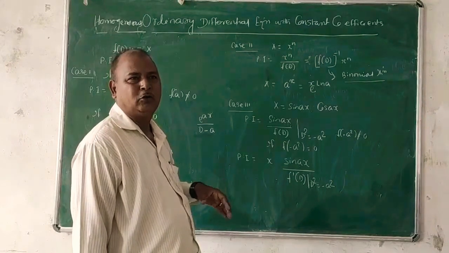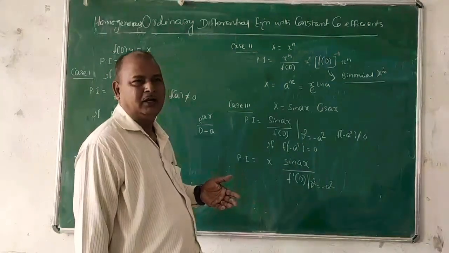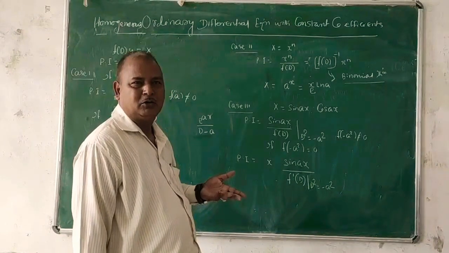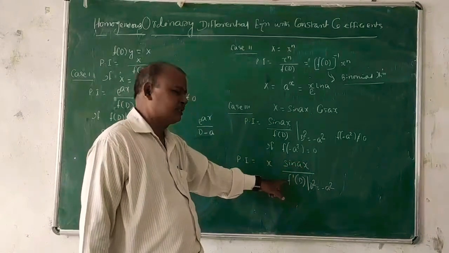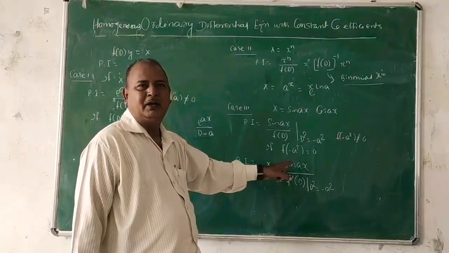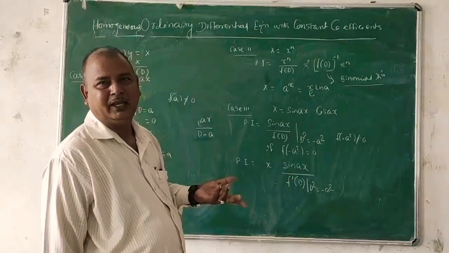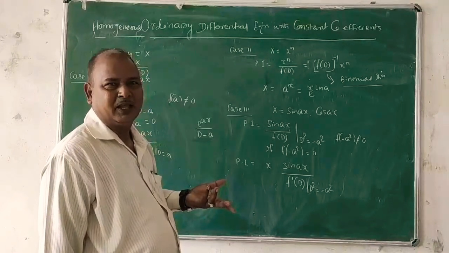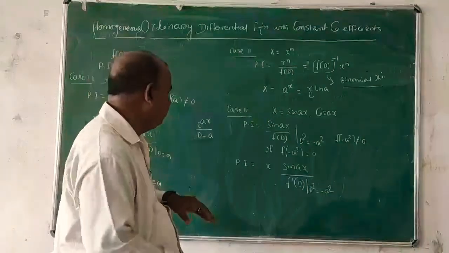Or, the other way is you multiply D in the numerator and you divide by the denominator, you get 2D². That means D of sin(ax) by 2D², which means minus 2a². Derivative of sin(ax) is nothing but cos(ax) into a. So again you are getting minus 1 by 2a into sin(ax). So this is the way.